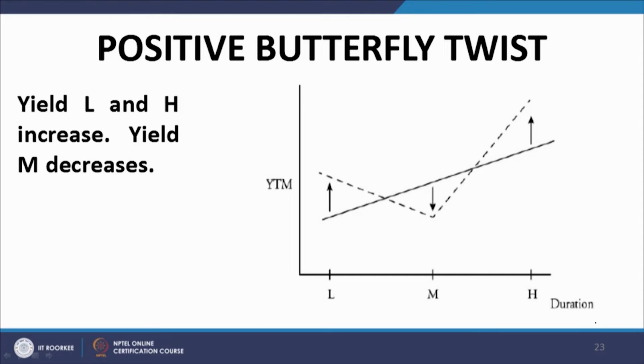Then we have the positive butterfly spread. Yields L and H increase and yield M decreases. Now, clearly, because yield L and H both are increasing, the prices of both the bonds, L bond and H bond, will decrease. The price of L bond would decrease less, the price of H bond will decrease more, because the duration of H is more, duration of L is less.